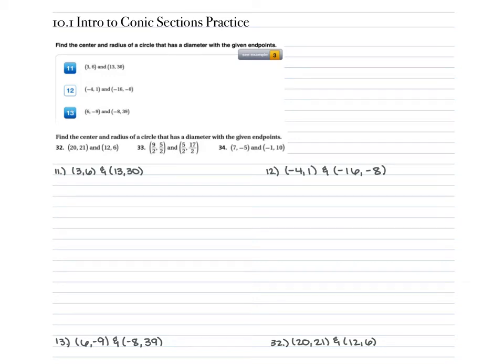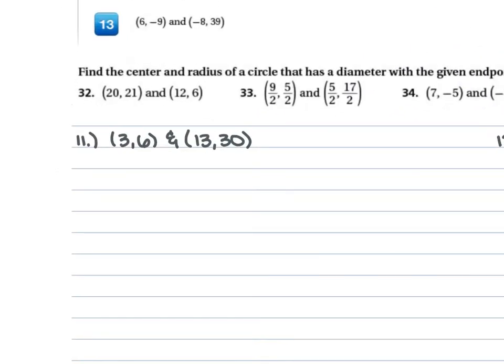10.1 Intro to Conic Sections Practice Solutions. For these, we are finding the center and the radius for all of them. So for the first one, number 11, we're given (3, 6) and (13, 30).